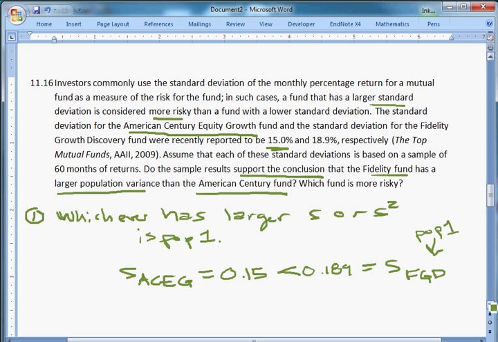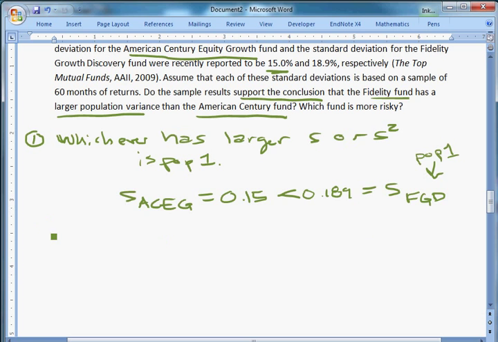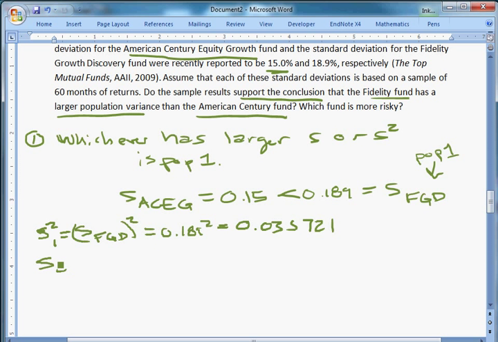But because I'm going to need to use variances in my test statistic, I'm going to get the variances right now anyway. So let's just get these right now. S squared 1 is going to be S sub FGD squared, because we've defined that as population 1. It's going to be 0.189 squared, which equals 0.035721. S2 squared is going to be the other one, 0.15 squared. Save myself a little bit of writing there. It's going to give us 0.0225. Okay. Now you can see that not only is the standard deviation for population 1 bigger, that always is going to be the case, that means that the variance is going to be bigger. Fair enough.